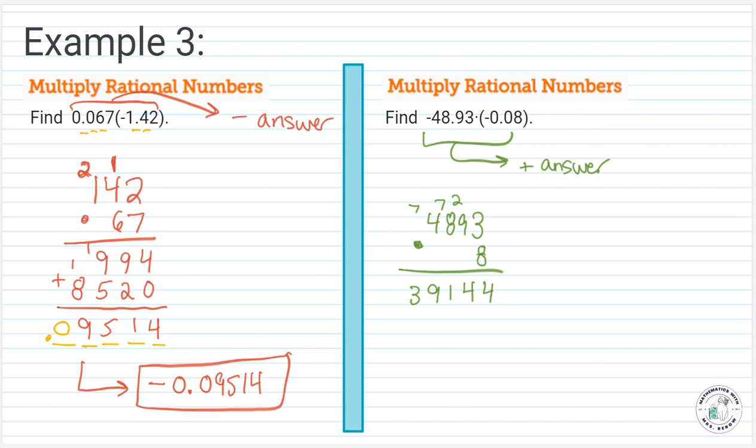We have to go back and actually double check how many decimal places are in my problem. And we have 4 total, which means I need 4 total in my answer. And so the final answer for this one, again, if I write it off to the side just so it's more clear, is going to be 3 point and then 9144. And there we go for those examples.